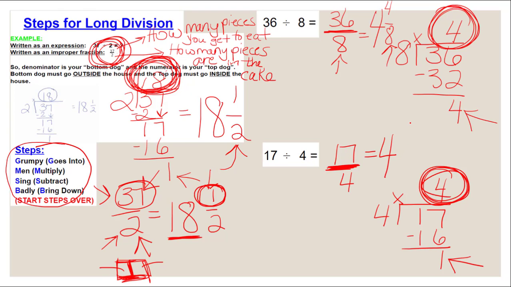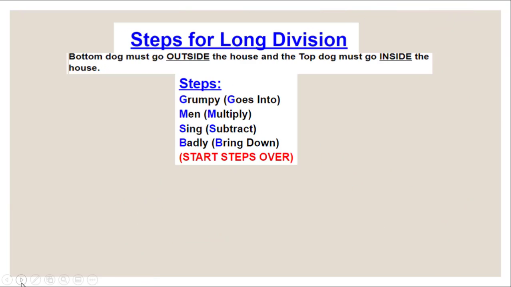Leftovers goes over the denominator. Remember, denominator does not change. So today we went over our steps for long division. Remember, the bottom dog must go outside the house, and the top dog goes inside the house. Your steps to help you remember: grumpy men sing badly. Goes into, multiply, subtract, bring down. Start steps over.